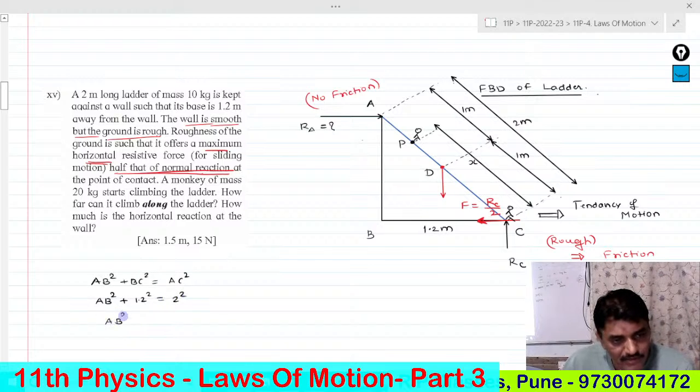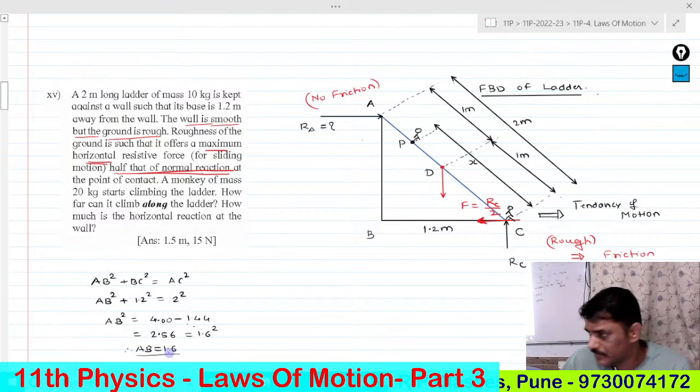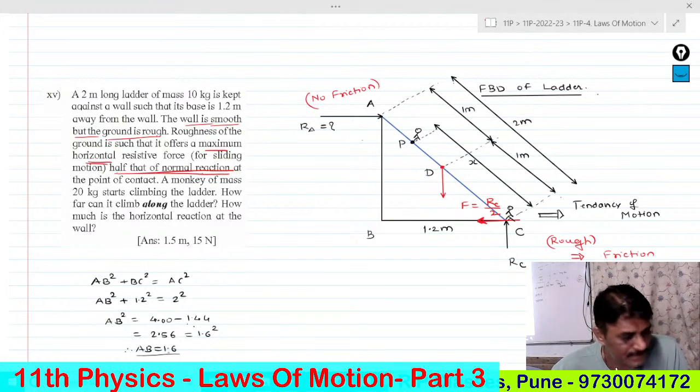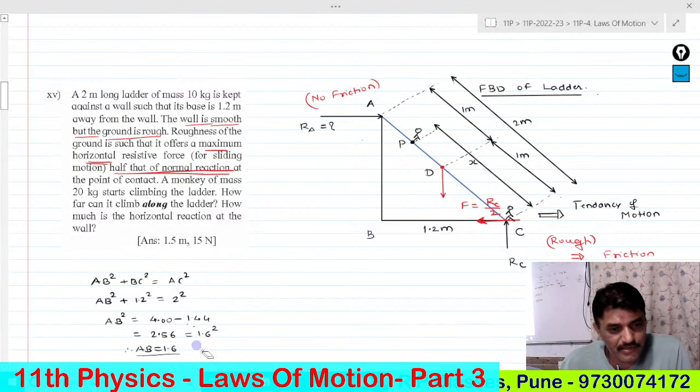So AB square is equal to 4 minus 1.44. 4.00 minus 1.44, that's 2.56. And 2.56 is 1.6 का square. So AB is equal to 1.6 meter. You see, so this is 1.6 meter.